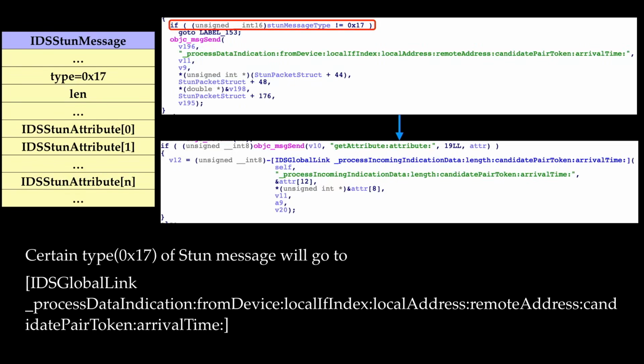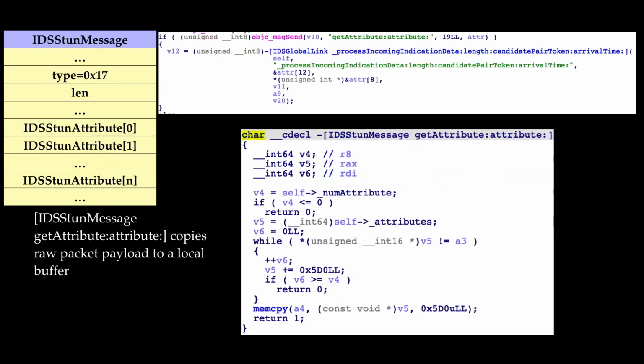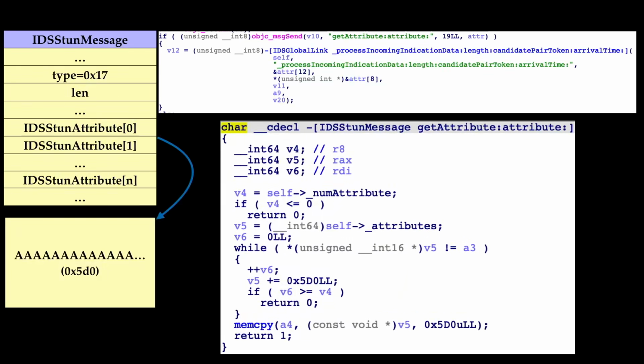In the case the type is 0x17, a function called process data indication will be invoked. Inside this function, it will first try to get an attribute from the IDS message. The type of the attribute is 19. And get attribute is very simple. It just copies the attribute from the IDS message to a local buffer. So basically, you can just imagine that it just copies the UTP payload bytes to a local buffer.